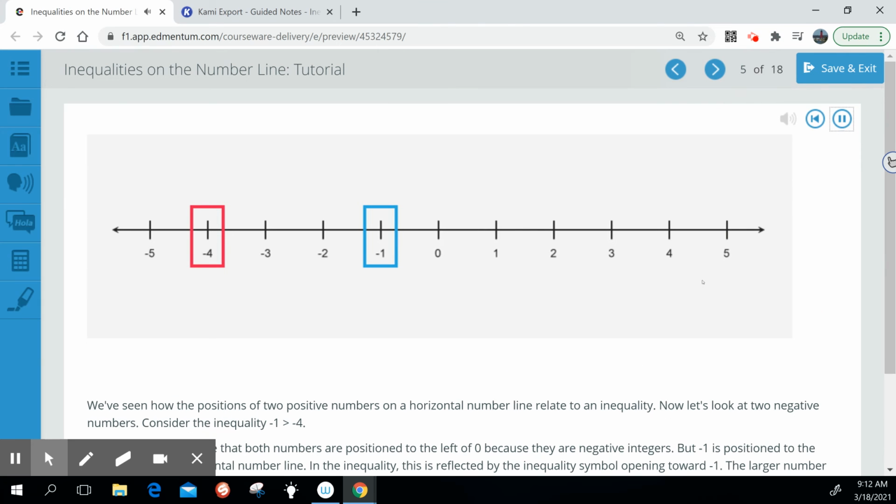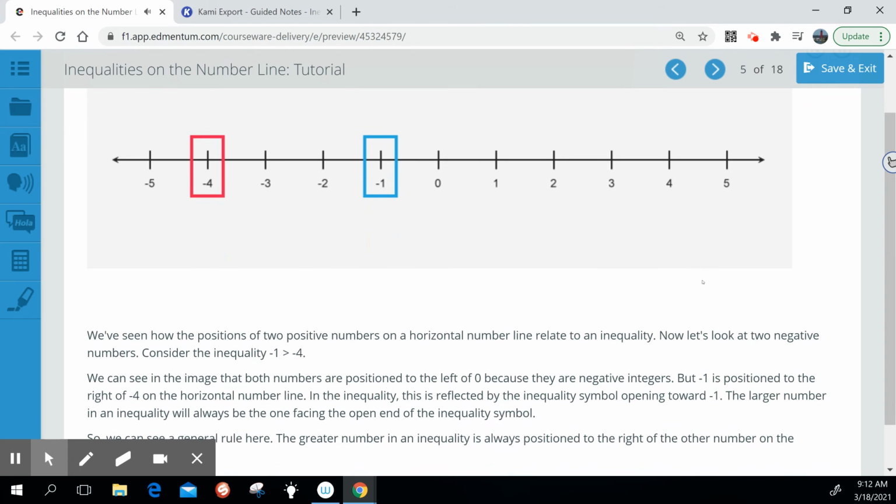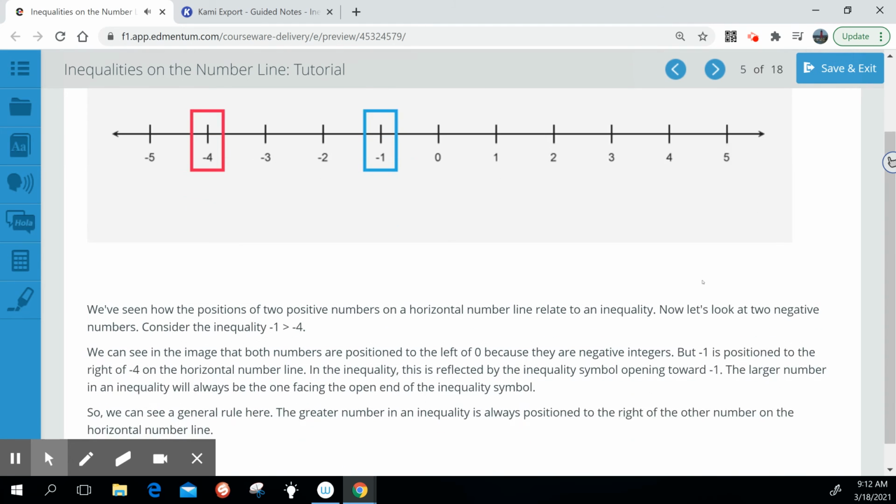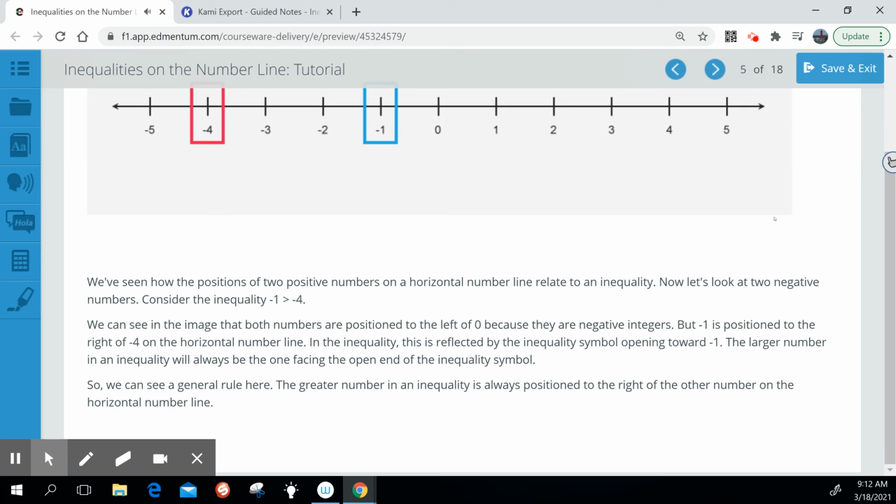We've seen how the positions of 2 positive numbers on a horizontal number line relate to an inequality. Now let's look at 2 negative numbers. Consider the inequality -1 is greater than -4. We can see in the image that both numbers are positioned to the left of 0 because they are negative integers, but -1 is positioned to the right of -4 on the horizontal number line.